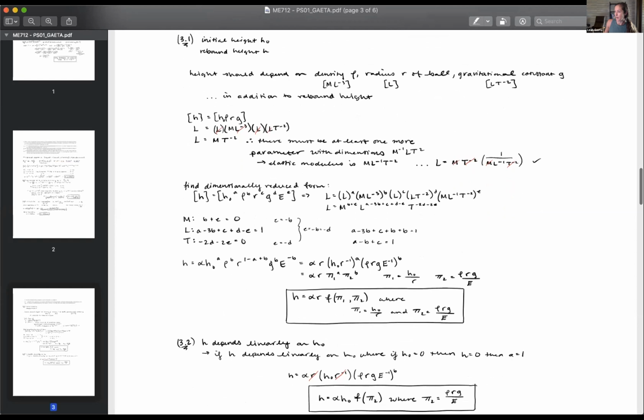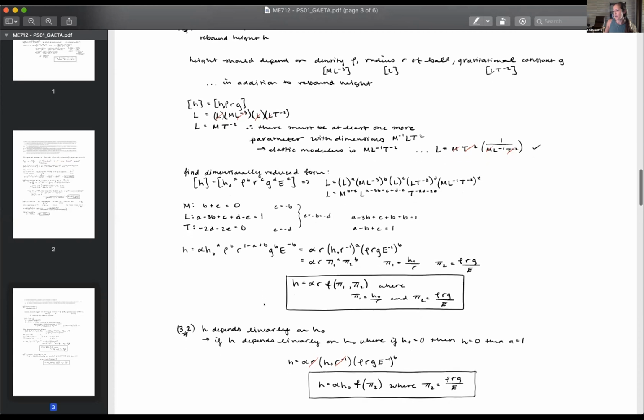And then I got these pi groups. Again, I was putting alpha here, and now I'm learning that that's not mathematically sound, so we can ignore that. But I got, for my first pi group, H naught over R. My second pi group, I got the density times R times G over the elastic modulus, E. And so again, you can ignore that alpha, I guess. And so then I got H as a function of pi1 and pi2.